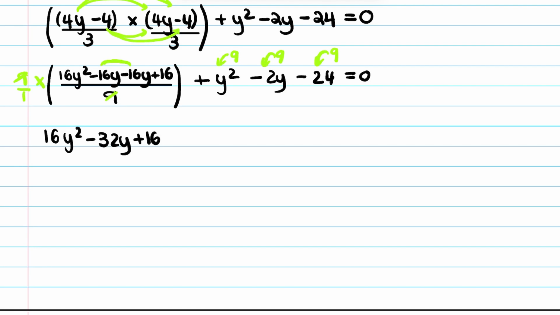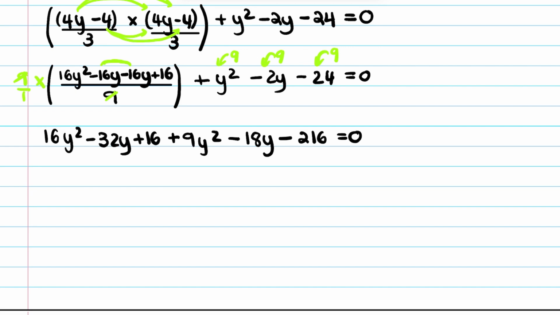Awesome. Done and dusted. Now I need to say plus y squared times 9, that's going to give me plus 9y squared. Then minus 2y times 9, that's going to give me minus 18y. And then minus 24 times 9, that's going to give me minus 216 is equal to 0.